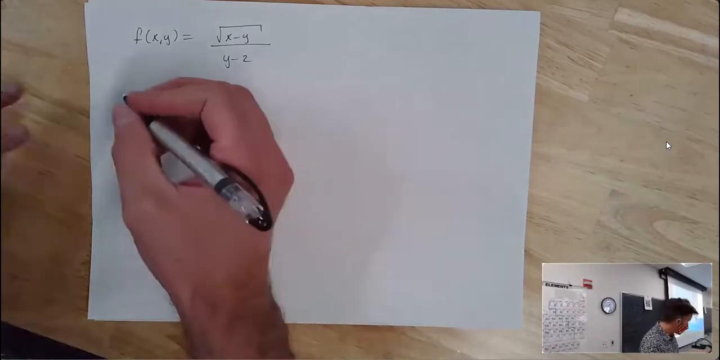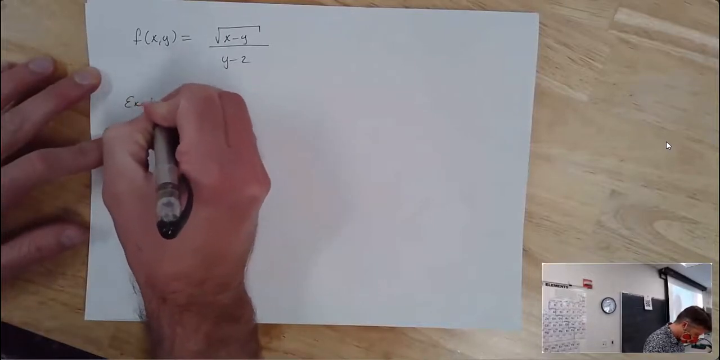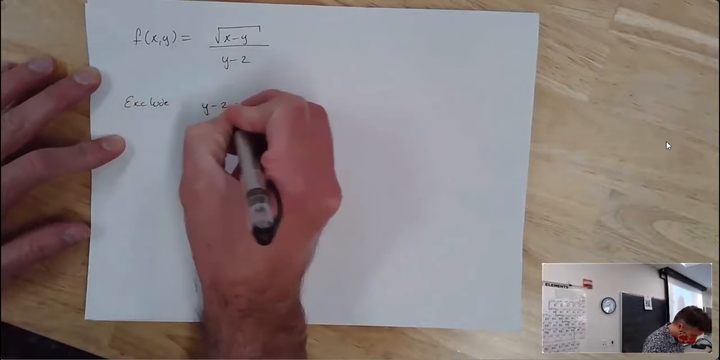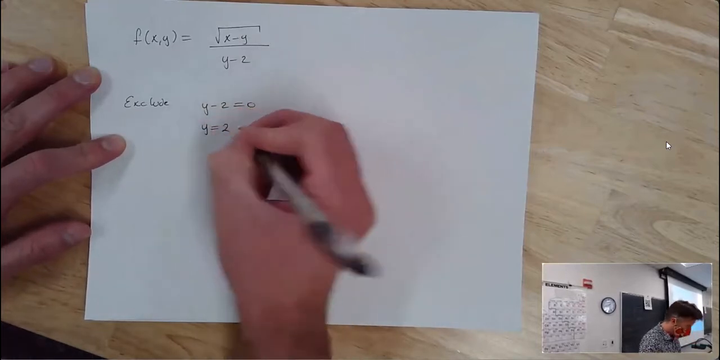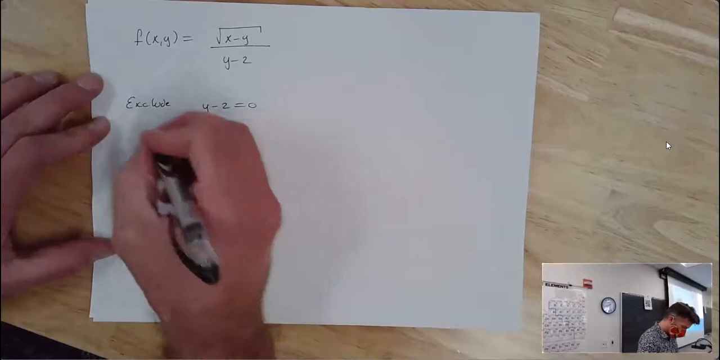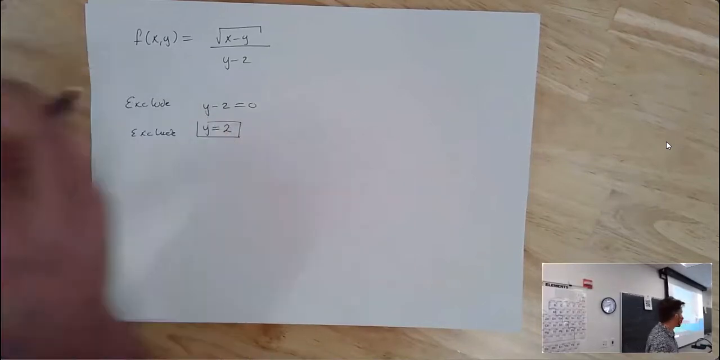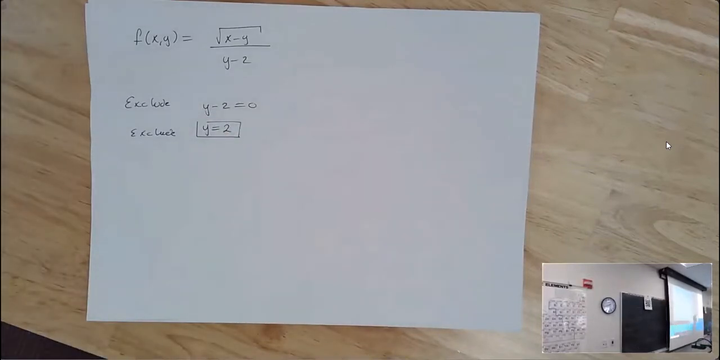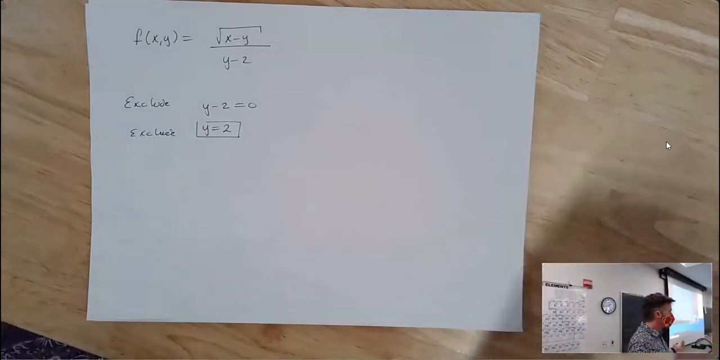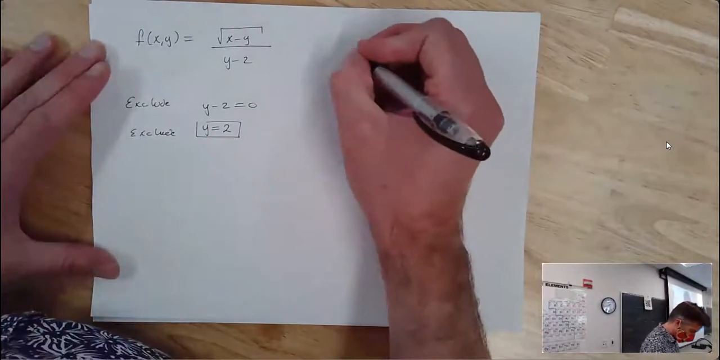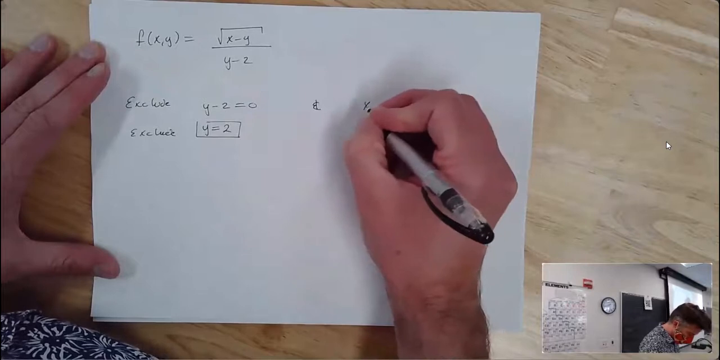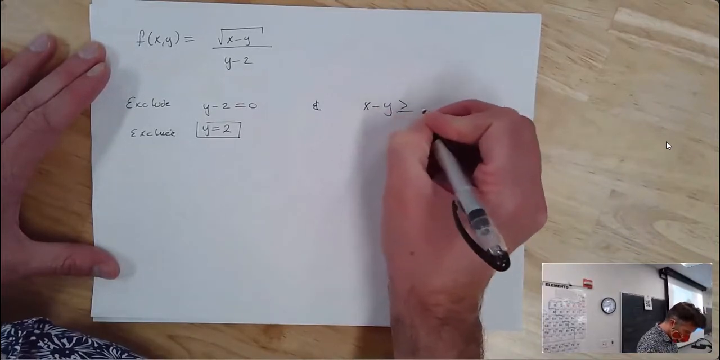I'm going to start by saying, well, I need to exclude where the denominator is equal to 0. So I don't want y equal to 2. I usually like to say exclude y equal to 2. Some people would prefer to write y not equal to 2. And then we have the square root. So we also need the stuff inside the root to be bigger than or equal to 0.